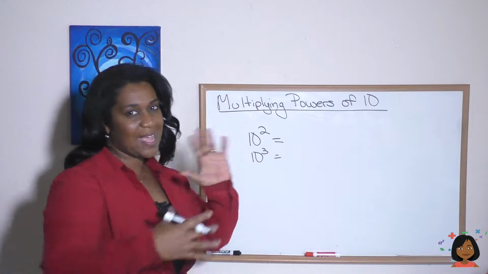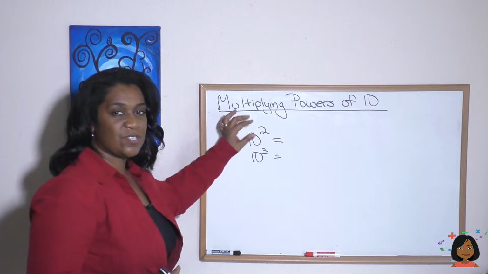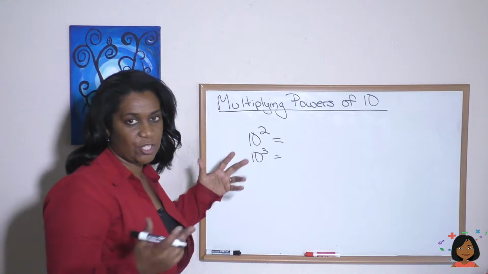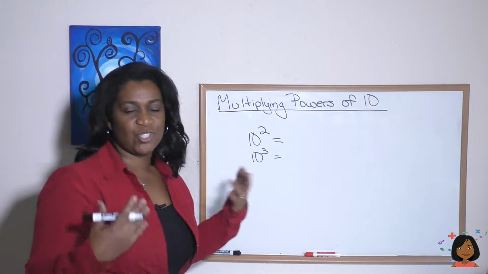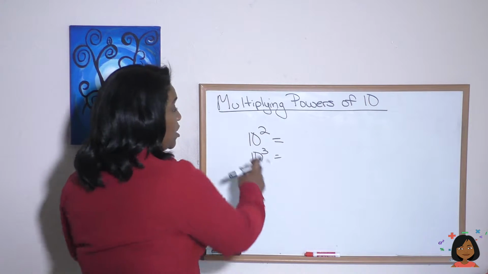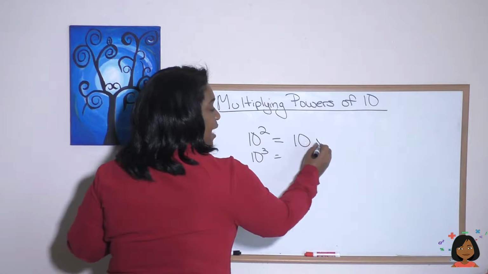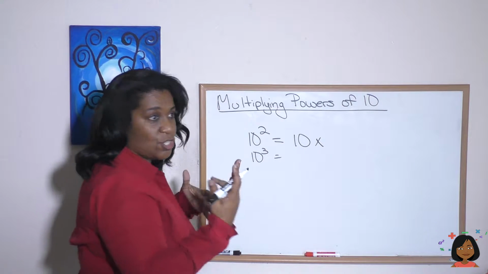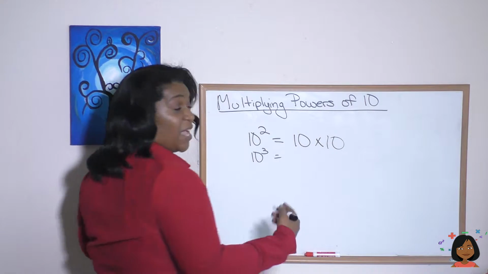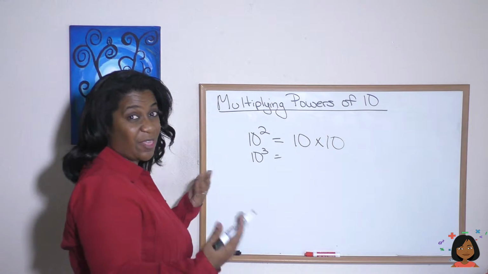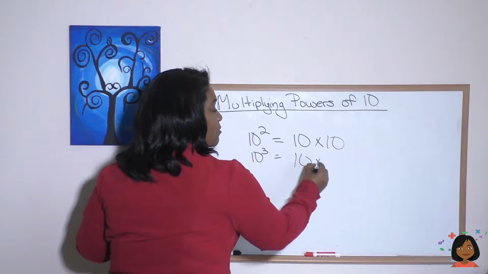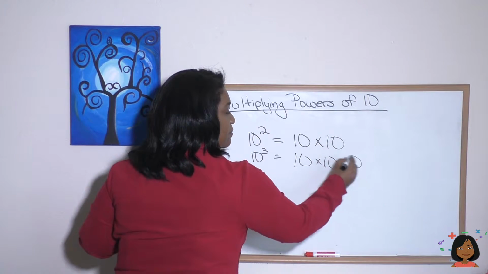Okay, so let's just back up for a second. Here I have 10 squared and 10 to the third, 10 cubed. I want to remind you what this actually means, okay? So 10 squared means 10 times itself 2 times, 10 times 10. And what does 10 to the third mean? It means 10 times itself 3 times.